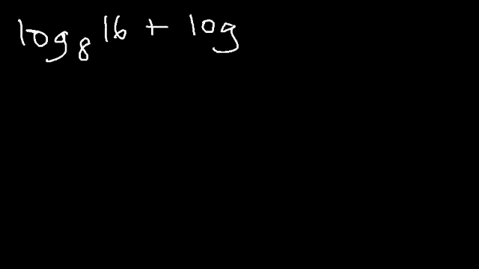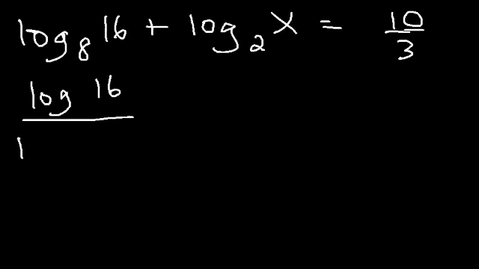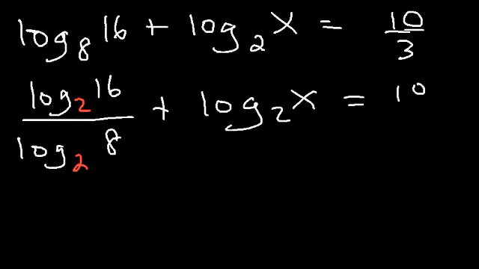Let's try another problem. Let's try this one. Log base 8 of 16 plus log base 2 of x is equal to 10 over 3. So go ahead, pause the video, and try this problem. So let's convert everything into base 2. So log base 8 of 16 is log base 2 of 16 over log base 2 of 8. And so we're going to put a 2 in both of those bases. Now log base 2 of x, we're just going to leave it the way it is, because it already has the base 2, which we want.